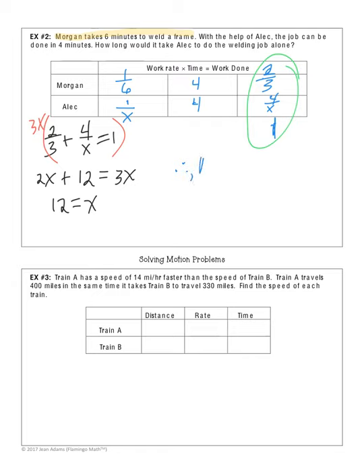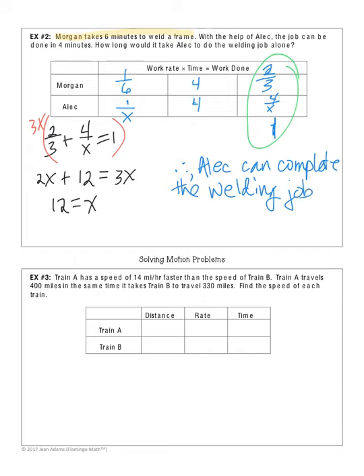So therefore, Alex can complete the welding job alone in 12 minutes. So he's a much slower worker. Maybe he's a newbie. All right, so let's go to example 3.